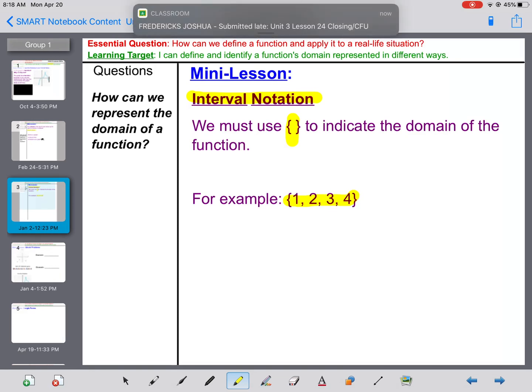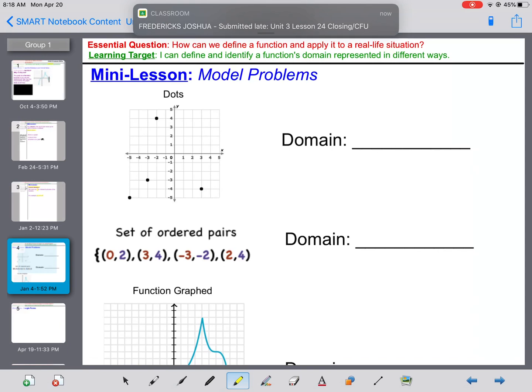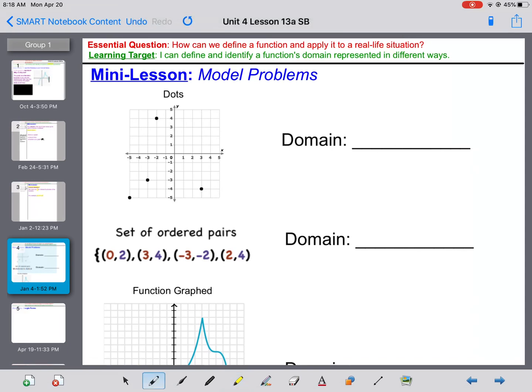All right, moving along to the mini lesson. Well, the model problems, these are going to be the example problems that we go over together. We're going to go over each type of question that they would be asking you to identify a domain. Okay, so again, a domain is the x value. So when they give you dots on a plot, they're specifically asking you what is the x value for this dot, what is the x value for this dot, what is the x value for this dot, and what is the x value for this dot. Okay, remember we have to make our brackets.